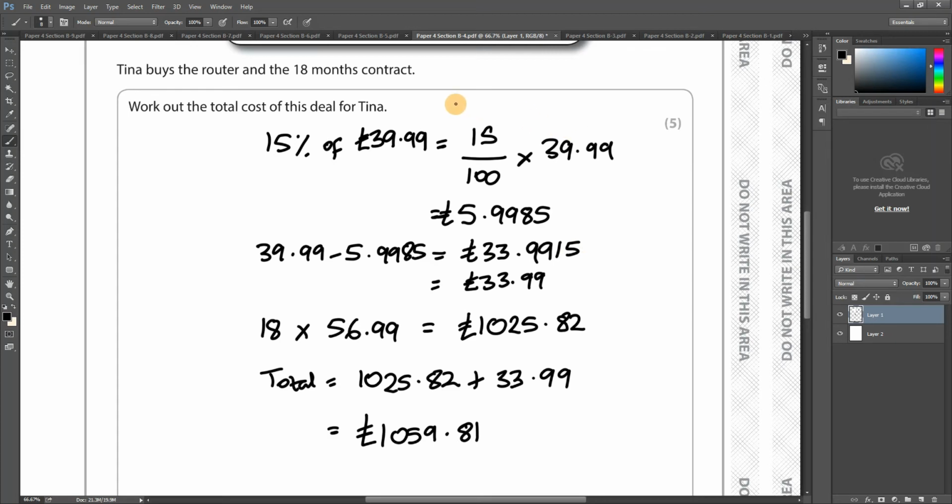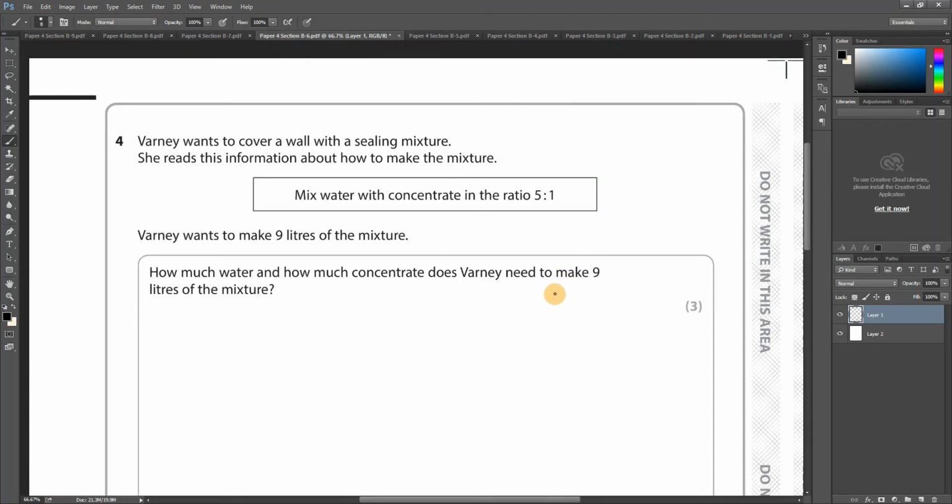Let's move on to the next one. Question 4. Varney wants to cover a wall with a sealing mixture. She reads this information about how to make the mixture. Mix water with concentrate in the ratio of 5:1. Varney wants to make 9 litres of mixture. How much water and how much concentrate does Varney need to make 9 litres?